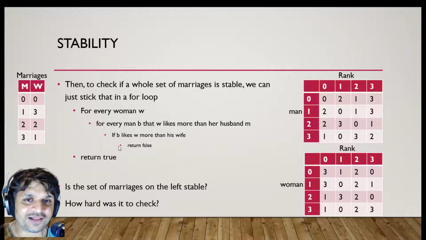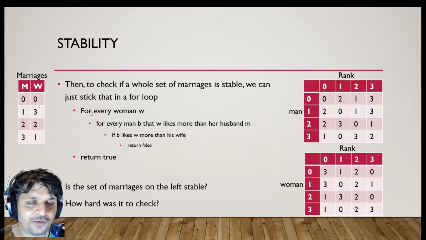And we just ran through this algorithm to check, basically. As soon as we found one unstable marriage, we stopped. Now, the next question is, how hard was it to check? And by that I mean, what is the complexity of this algorithm? Let's say that there's n women. How many times would this loop run? Well, if there's n women, it would run n times, right? So I'll say theta n, basically.